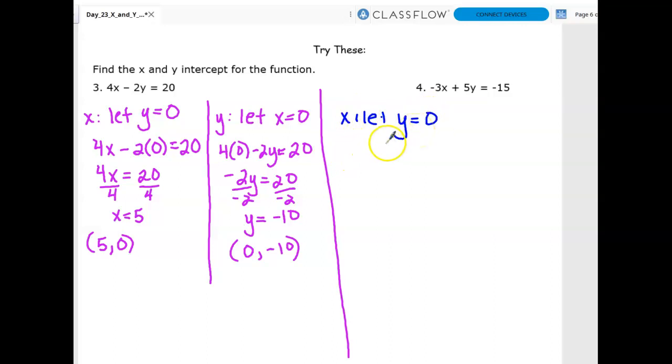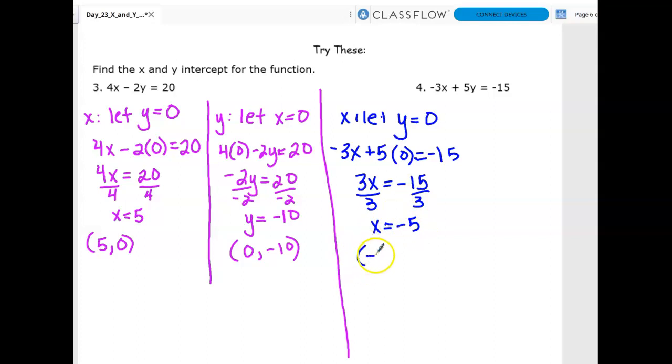All right, if our y is 0, then we have negative 3x plus 5 times 0 is equal to negative 15. All right, so 3x is equal to negative 15. We divide by 3, and our x is negative 5. All right, so if our x is negative 5, our y is 0.